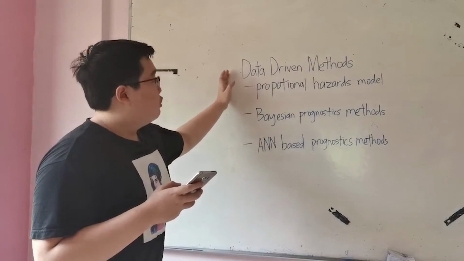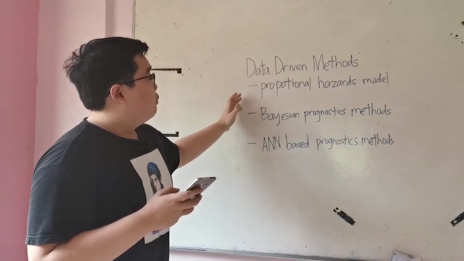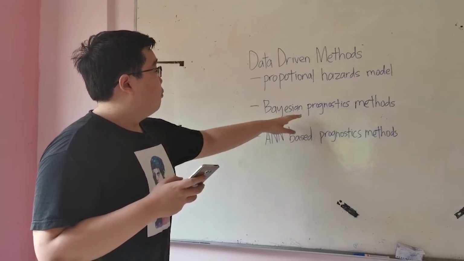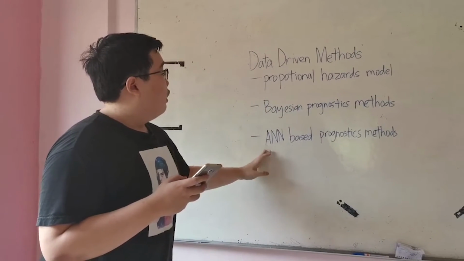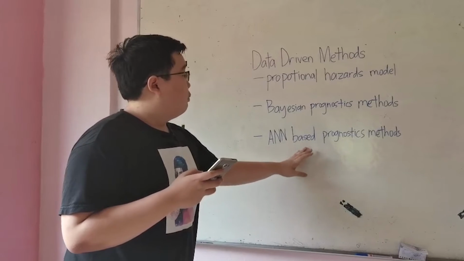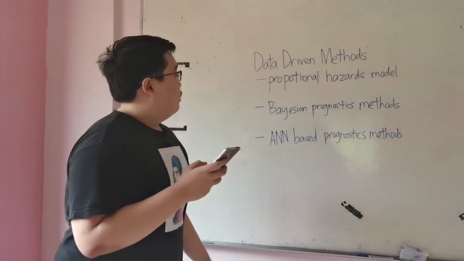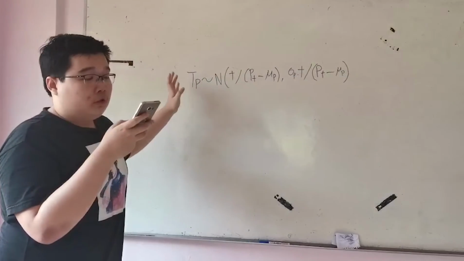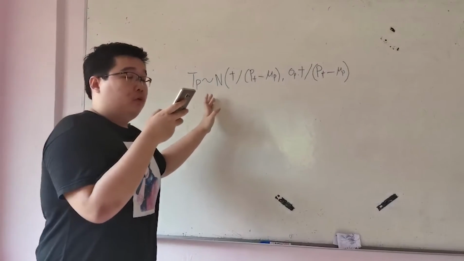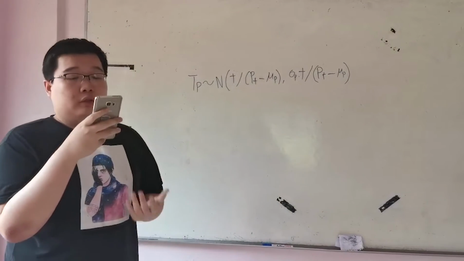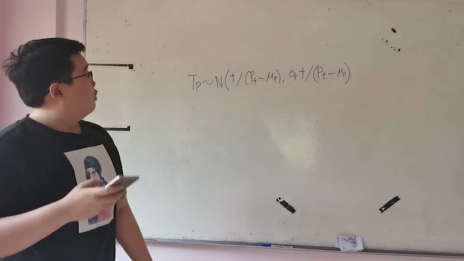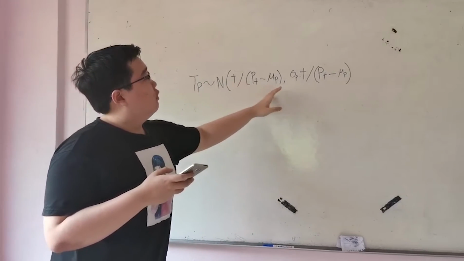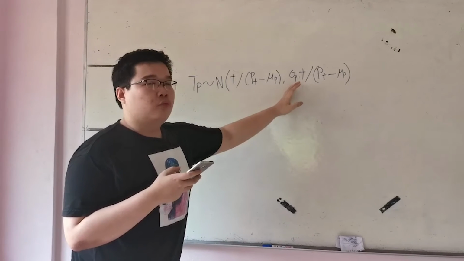Data-driven methods include the proportional hazards model, Bayesian prognosis methods, and ANN-based prognosis methods. We will be focusing on ANN-based prognosis methods. This is the equation of the later failure time, TP, at the current inspection point. This is the predicted failure time, and this is the standard deviation of the predicted failure time.